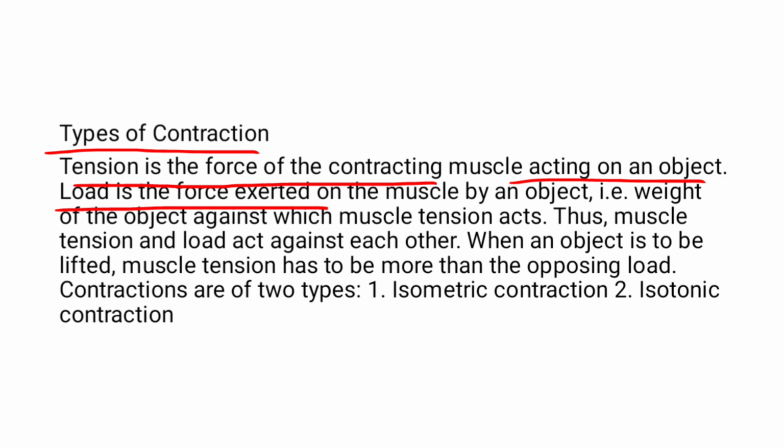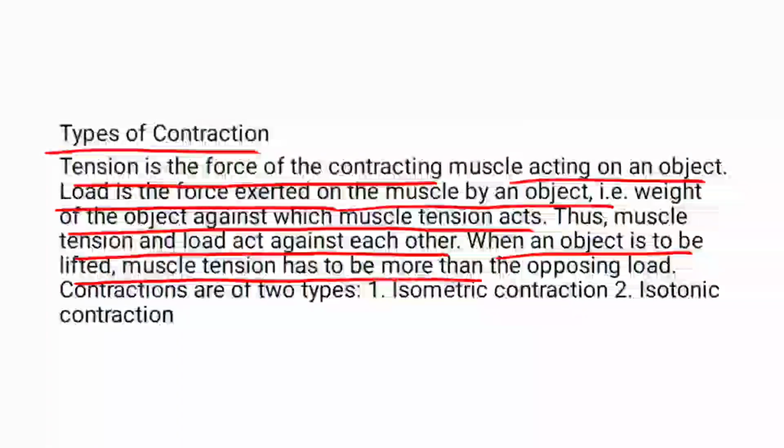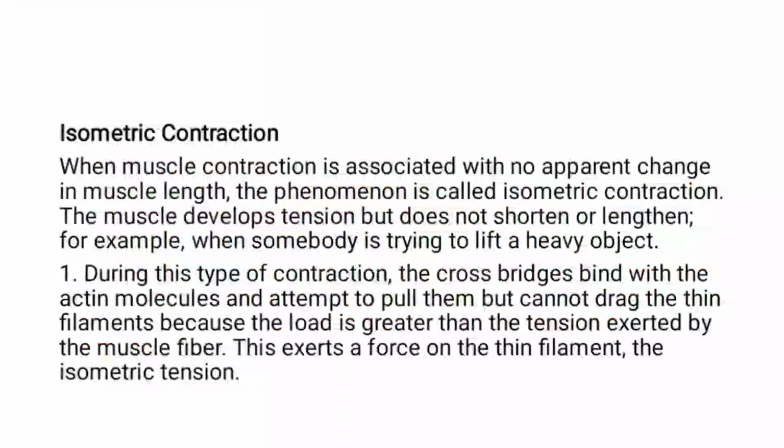Load is the force exerted on the muscle by an object, that is, the weight of the object against which the muscle tension acts. Thus, muscle tension and load act against each other. When an object is to be lifted, muscle tension has to be more than the opposing load. Contractions are of two types: isometric contraction and isotonic contraction.